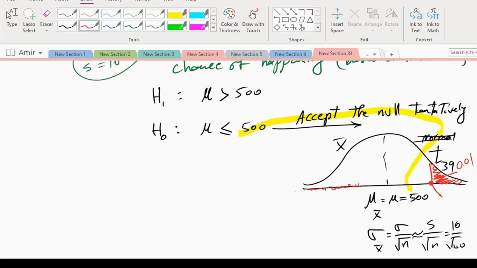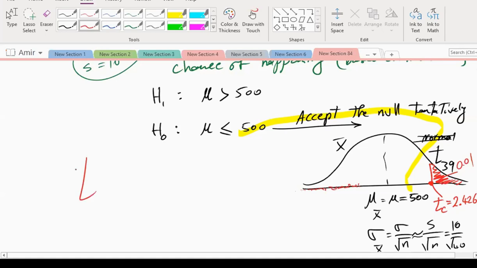Okay, so 2.426. Okay, so you are looking at row 39, one tail, 1%. What did you get? 2.426. Does everybody get that? Yes. So this is T critical. That's the boundary of that tail. It is 2.426. Good. So now we know what would enable us to reject.